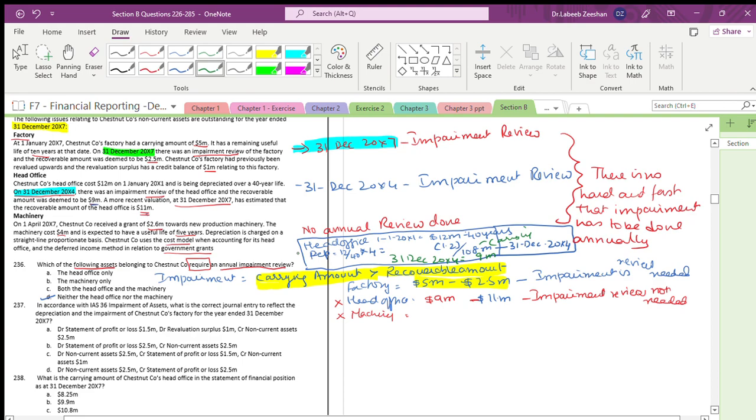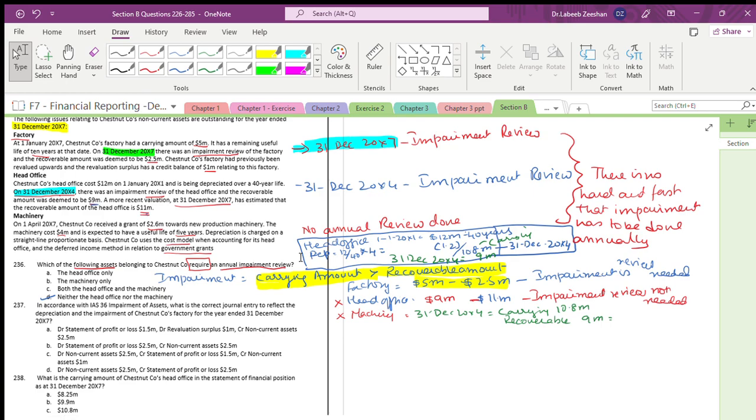But what we are talking about now, see the thing, I will write here. It is on 31st December 2004. How much is the carrying amount? 10.8 million. Recoverable amount is 9 million. Fine. Definitely the impairment condition is satisfied. Now we are going beyond that. Now what is happening is that 9 million. Fine. Here impairment review.